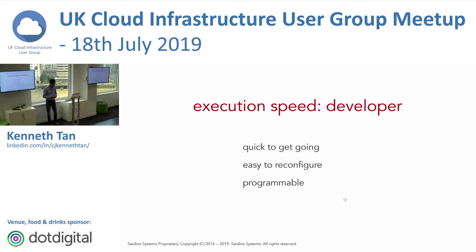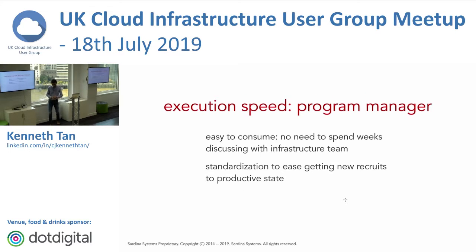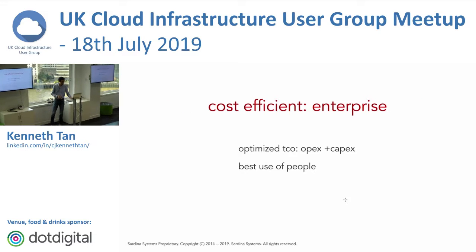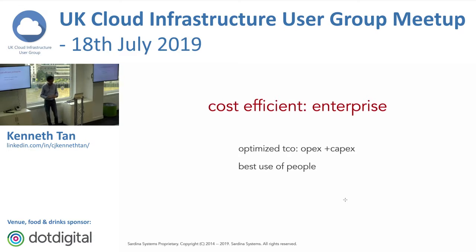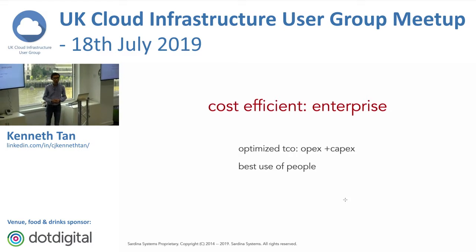For the developer, execution speed basically means quick get going, programmable, and all the usual good stuff about cloud, which I'm sure I don't need to tell you what they are. For the program manager, they wanted a platform that is easy to get going, projects can be brought up very quickly, and also very easy to recruit new folks. But for the enterprise, it's really about cost.